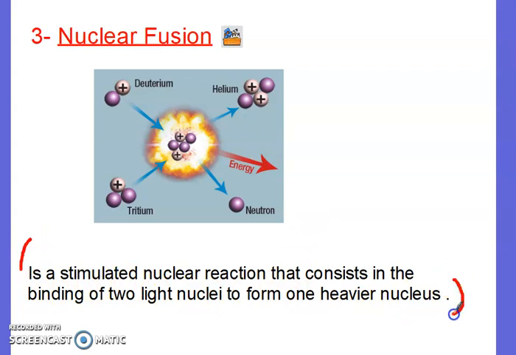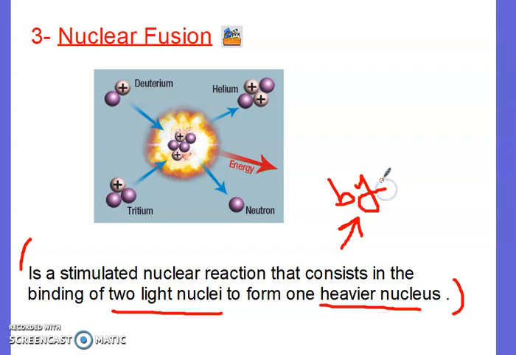Also, the definition of fusion reaction is a stimulated nuclear reaction that consists in the binding of two light nuclei, two small nuclei, to form what? A heavier nucleus. So this definition of fusion is by heart. You see, fusion reaction is opposite to fission reaction. In fission, a heavy nucleus splits into two lighter nuclei. In fusion, two light nuclei combine to form a heavier nucleus. They are opposite. And this definition is by heart. Clear?